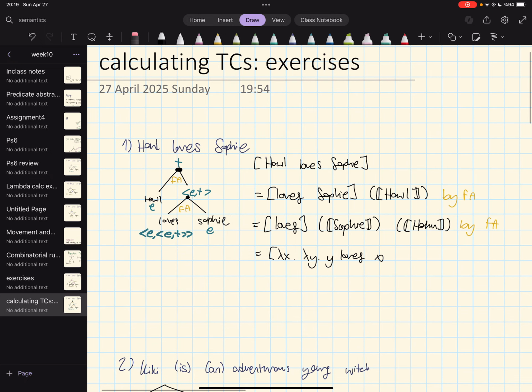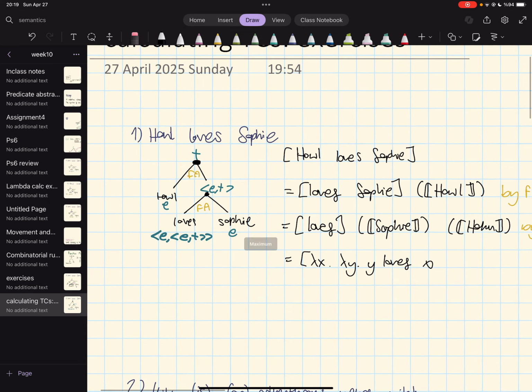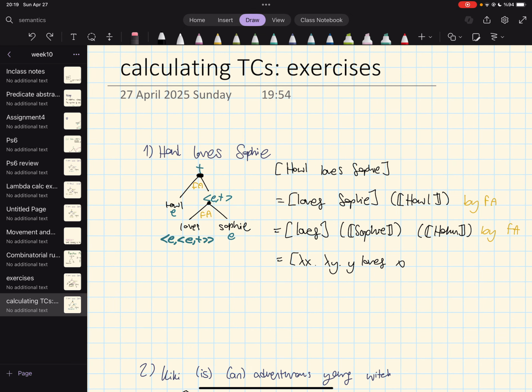Why did I say y allows x? Because first of all, loves is connected with Sophie. So Sophie would have to be x, because in my denotation I have written lambda x first. So x is Sophie because loves connects with Sophie first. And next up comes lambda y. So when you look at the sentence, y loves x.